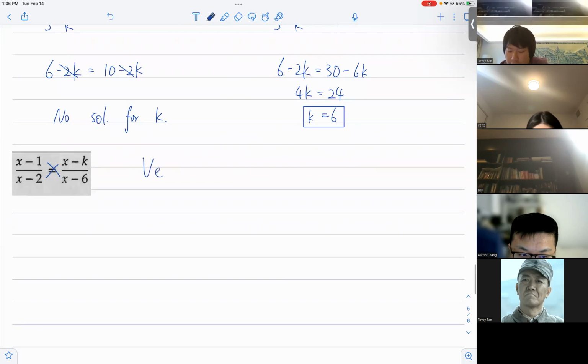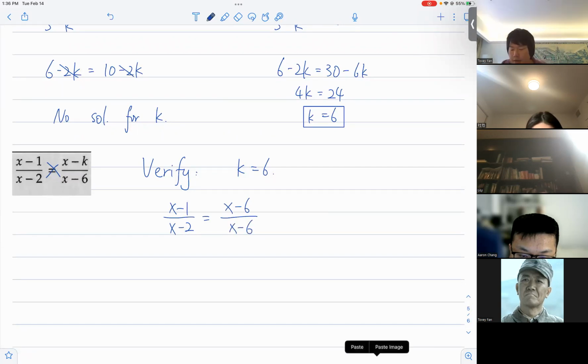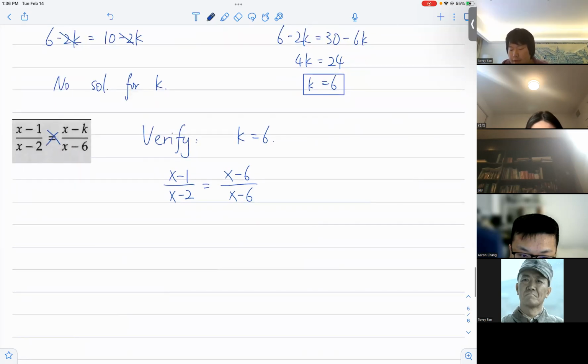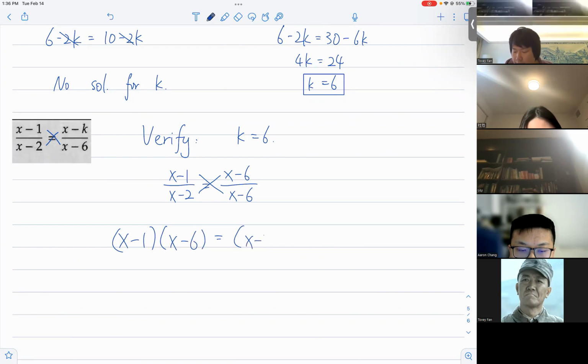Okay, so let's verify. Now, k equals 6, right? So we have x minus 1 over x minus 2 equals x minus 6 over x minus 6. Okay, you see what happens? They just cancel, right? Well, actually, we don't know if they can cancel because we don't know if x minus 6 is 0. If it is 0, you can't really cancel it. But whatever, you cross multiply or cancel it is fine. It just gets to x minus 1 times this, x minus 2 times this, right?